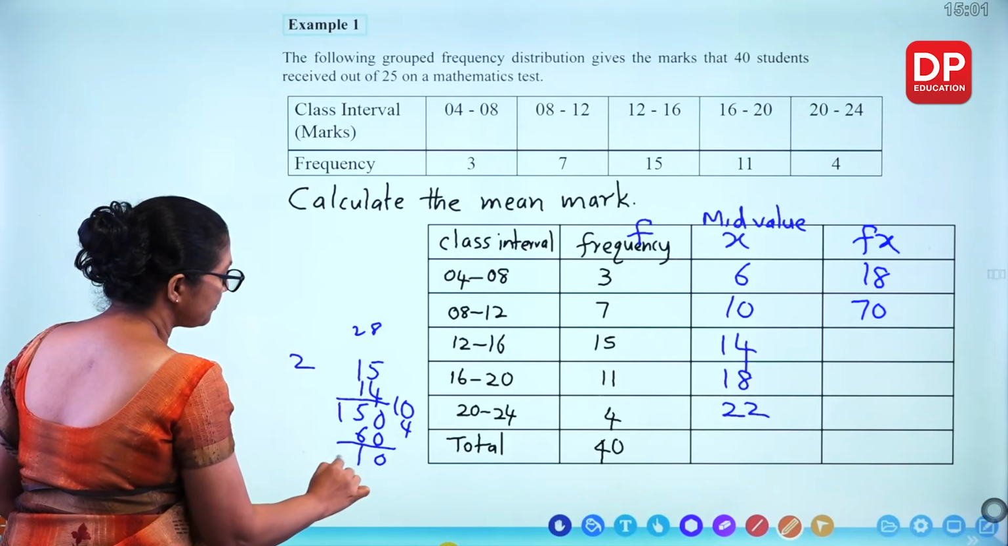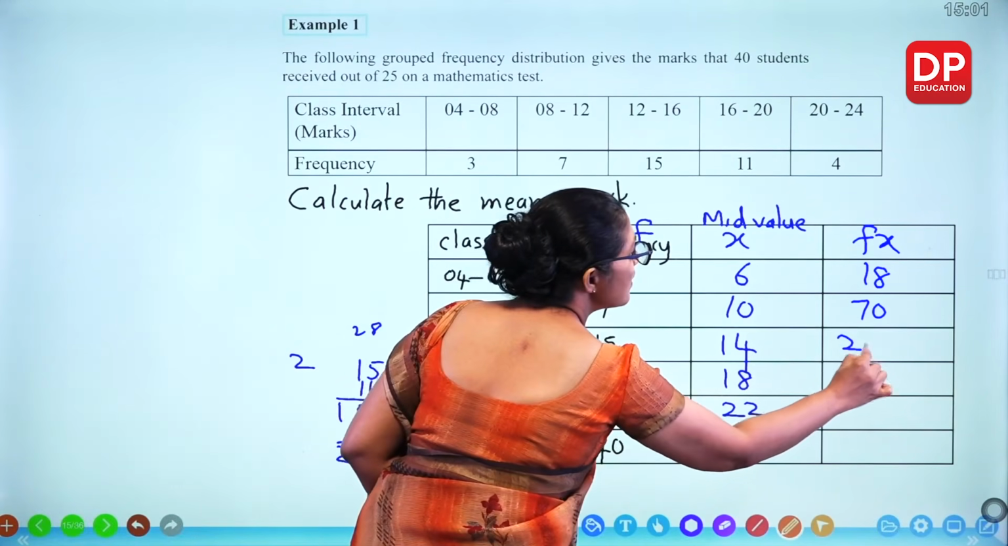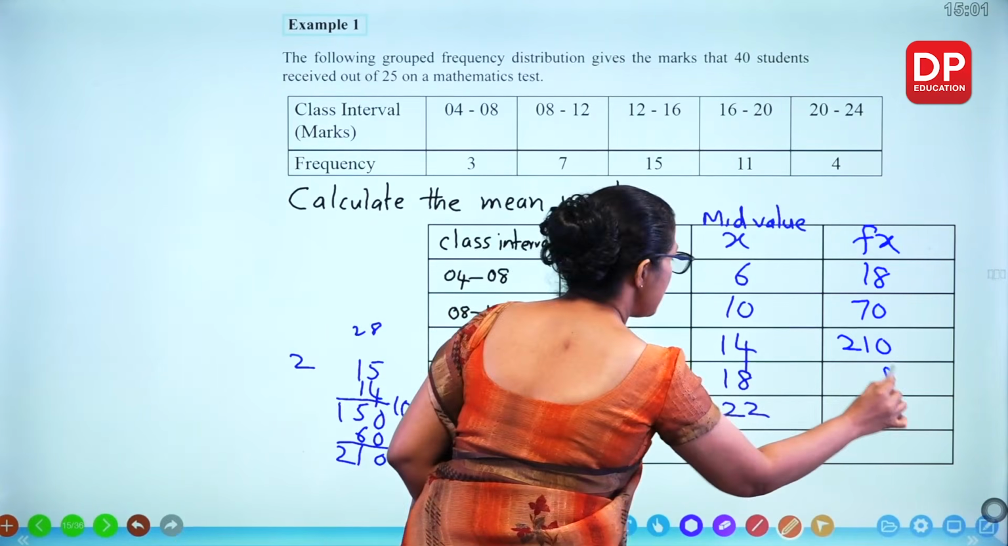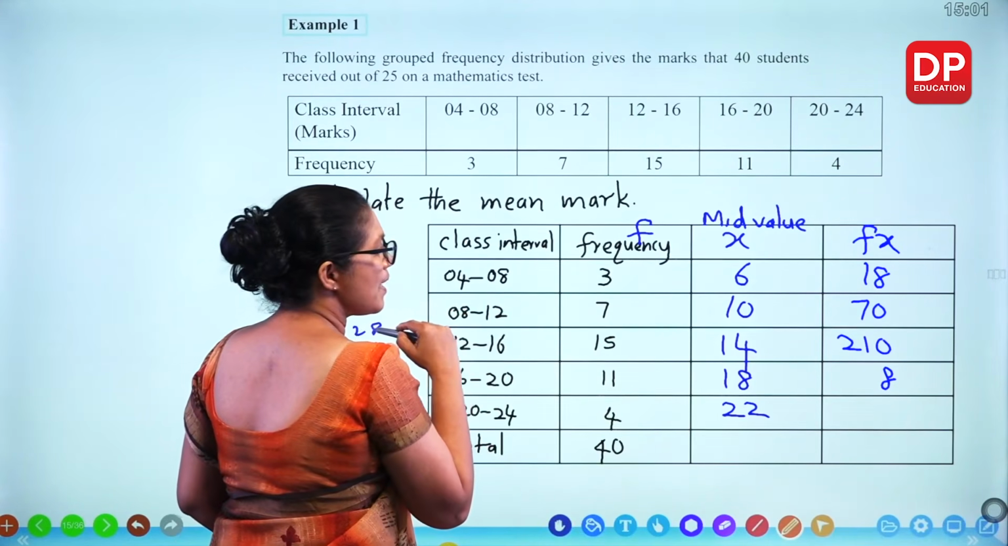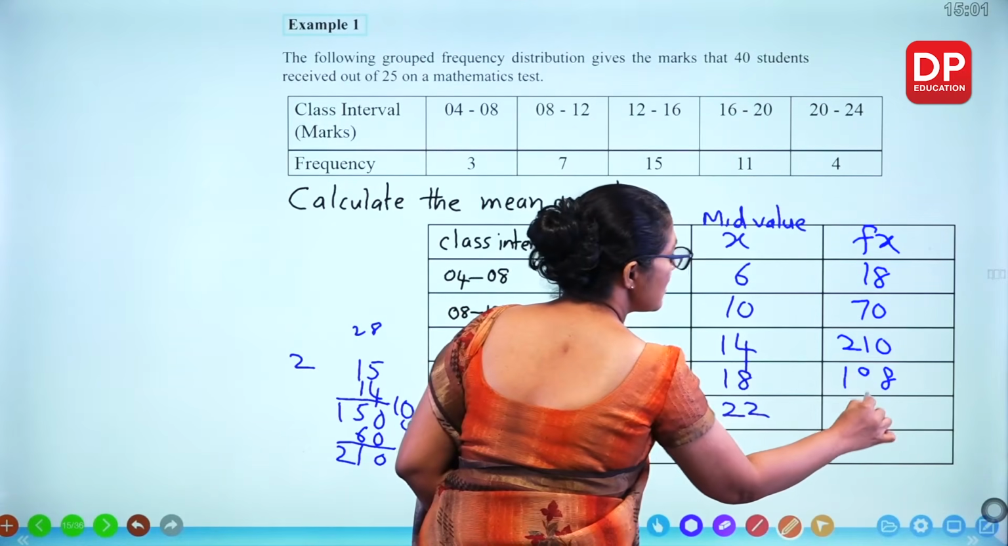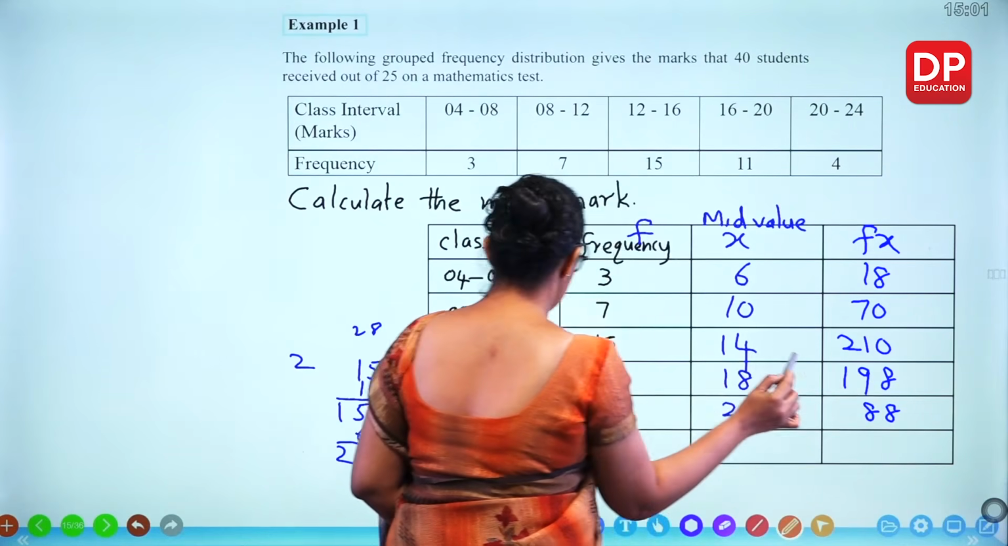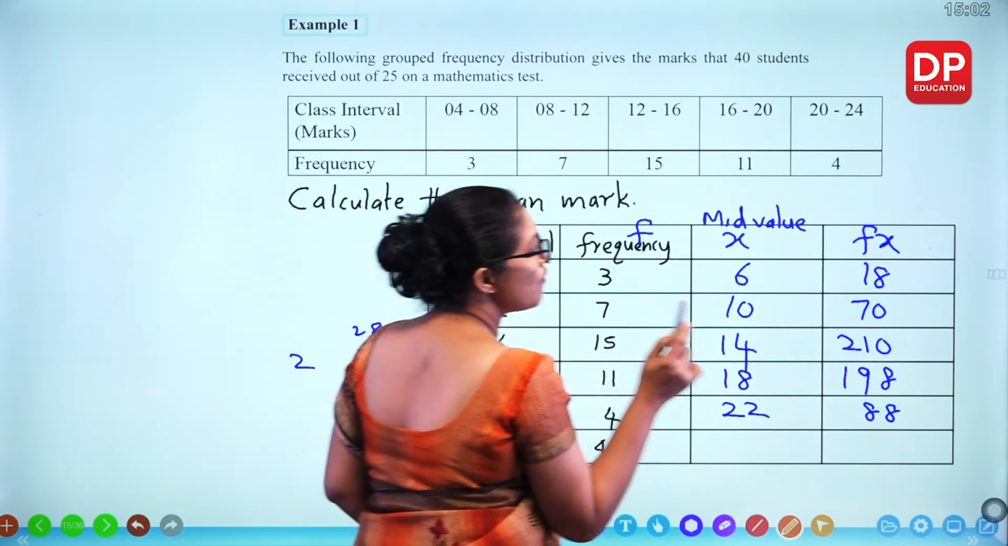You get 210. 11 times 8, 88. 8 remaining. 11 plus 8, 19. This one 4 times 2, 22. You get 88. So now find the total of fx.